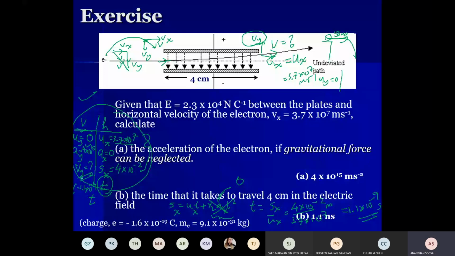So find the Vy. What formula do you use? Time you know, A you know, U you know, and you're looking for V. Use the one without S: V equals U plus AT. You can find Vy by using Vy equals Uy plus AyT. Yes, correct. That gives you the Vy. Once you know the Vy and Vx, how do you find V? V squared equals Vy squared plus Vx squared. So you can find V.